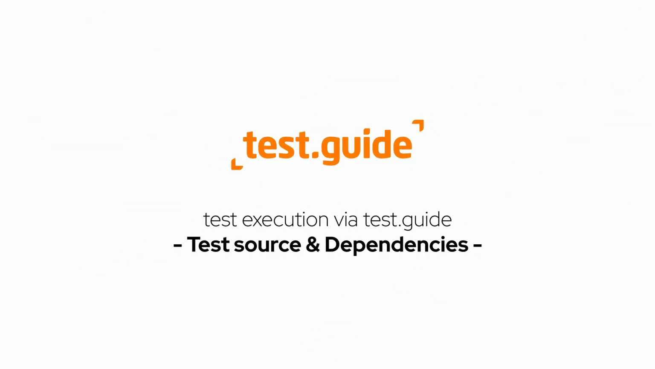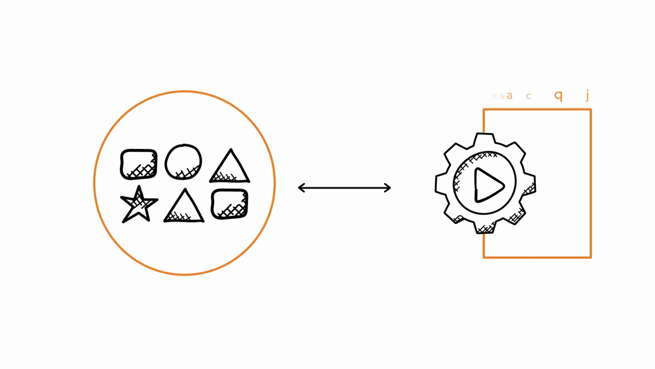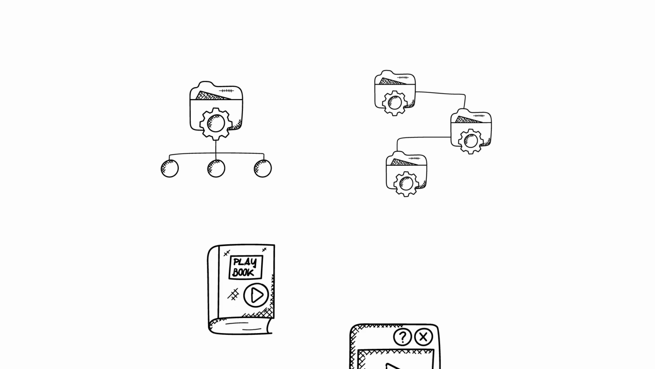Welcome to this advanced video diving into the automated test execution via the Tracetronic tool test.guide. It explains how to solve the challenge of bringing together different test artifacts which are required for the test execution on a test resource. So it provides an in-depth insight into test sources and test dependencies of playbooks and execution tasks.